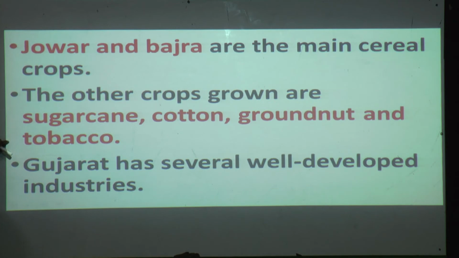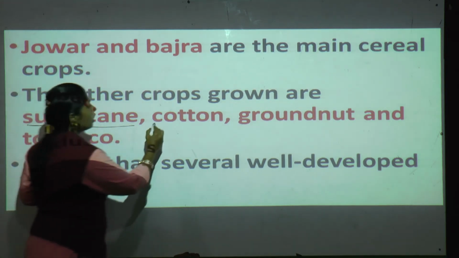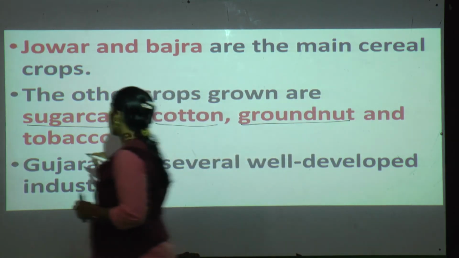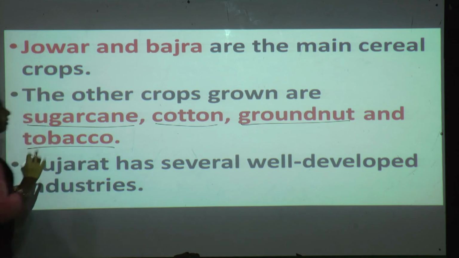Now, what type of farming can they do here? Mainly jowar and bajra are the main cereal crops. Other than jowar and bajra, the other main crops that can be grown over here are sugarcane, cotton, groundnut and tobacco.